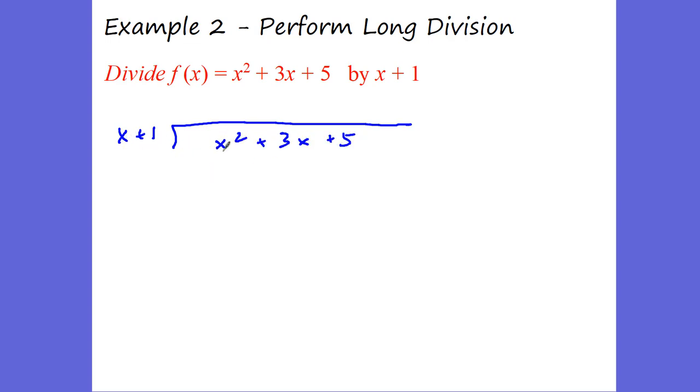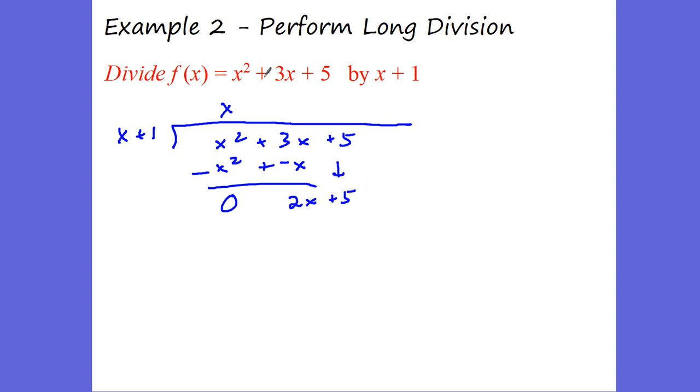And so x goes into x squared, x number of times. I multiply: x times x is x squared, x times 1 is 1x. We change all the signs. That makes this 0. That makes this 2x. We bring this 5 down, plus 5.